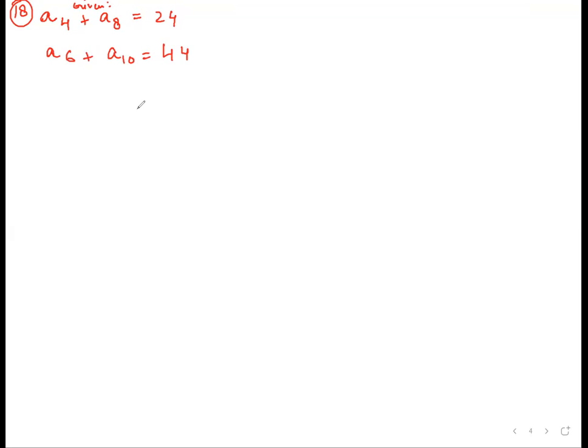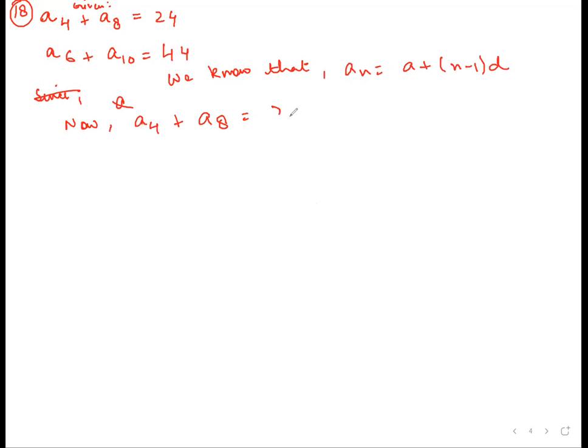Okay. So we will make use of these two given information. Now, first of all, mention the formula. We know that an is equal to a plus n minus 1 into d. That's the formula. Now, a4 plus a8 is 24, right? So a4 means a plus 4 minus 1 into d, and a8 means a plus 8 minus 1 into d. This is 24, correct?